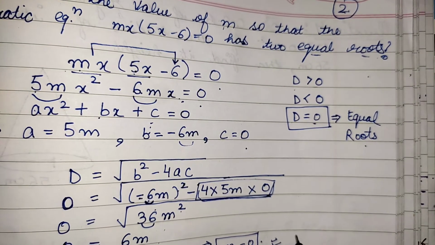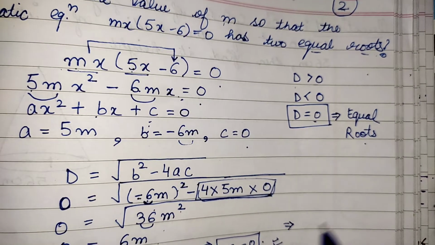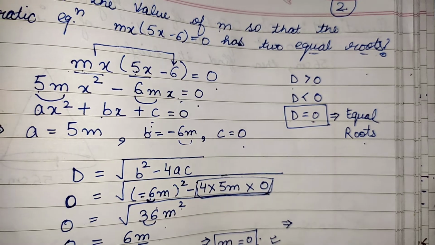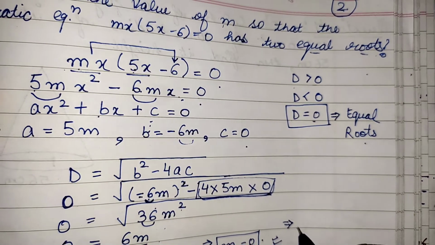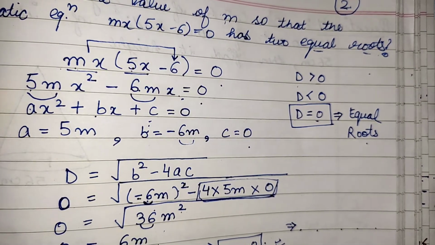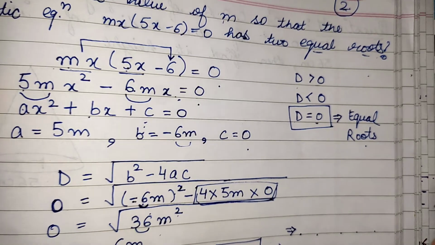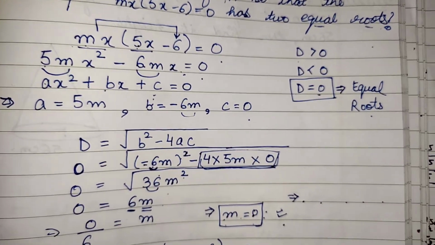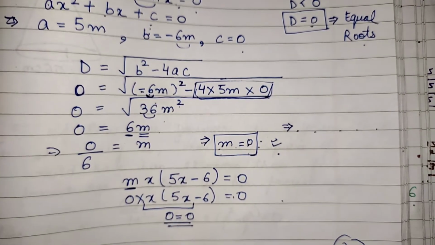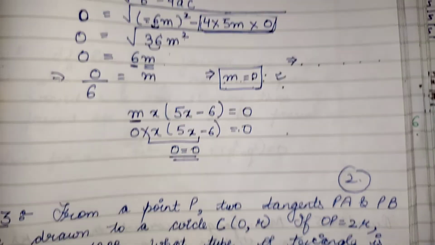So you can write down at the end of this equation that by putting the value of m equal to 0, the equation will not be a quadratic equation. Okay, so you will get full marks for such type of question because the statement is not correct, right?